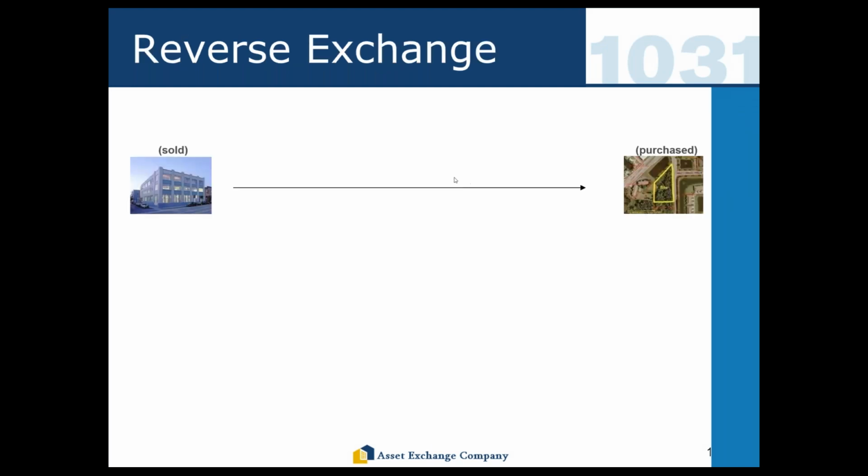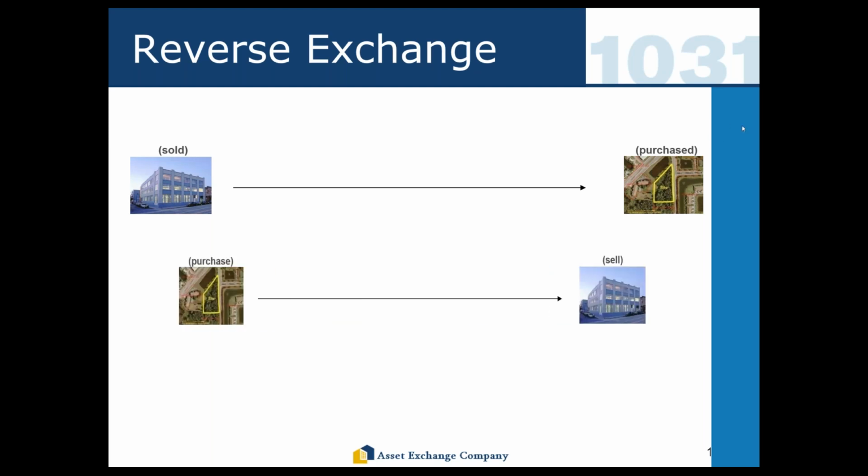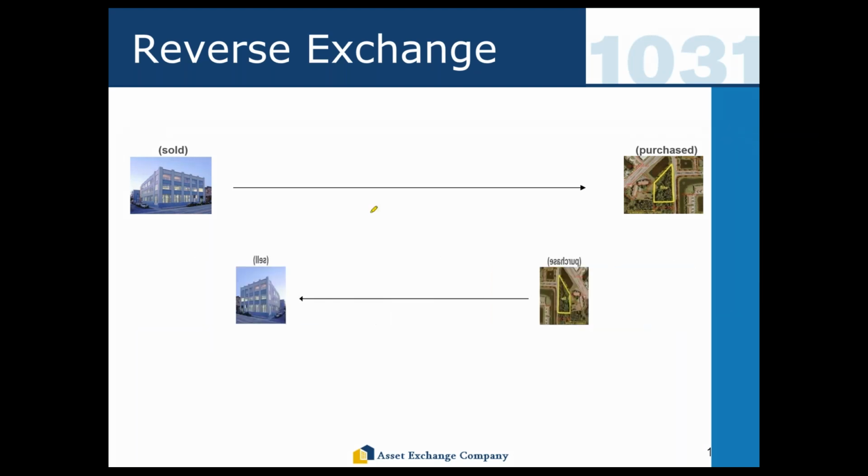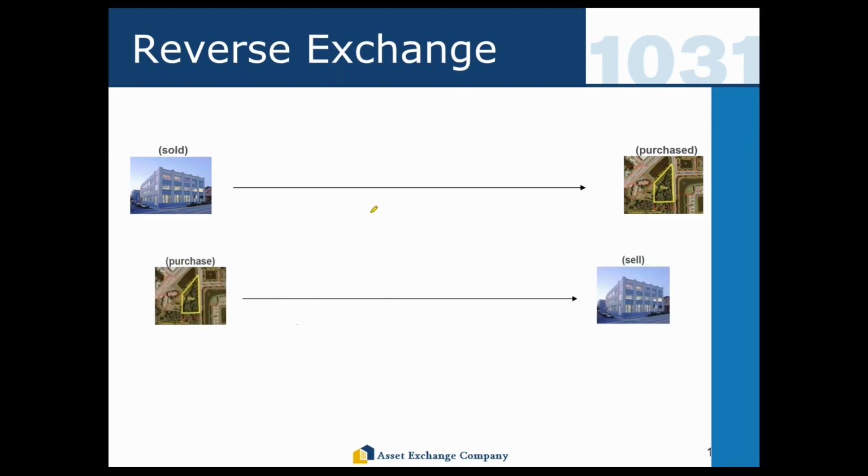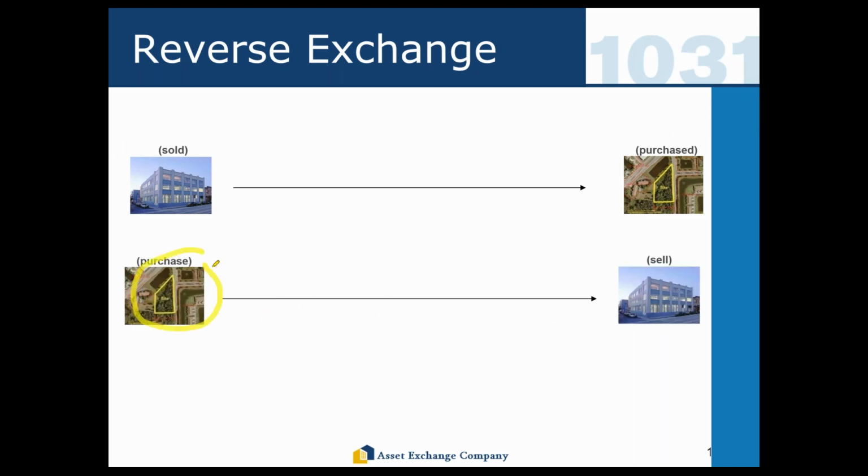Now, a lot of our clients will ask, well, geez, what if I find my replacement property now and I want to buy it now? Can't I do that? You can. It's called a reverse 1031 exchange. And in a reverse exchange, instead of selling and then buying, what you do is the opposite, right? The opposite is buy first and then sell. So you could close on your purchase property, and then within 180 days, if you sell, that sale will be tax deferred if you structure it as a reverse.